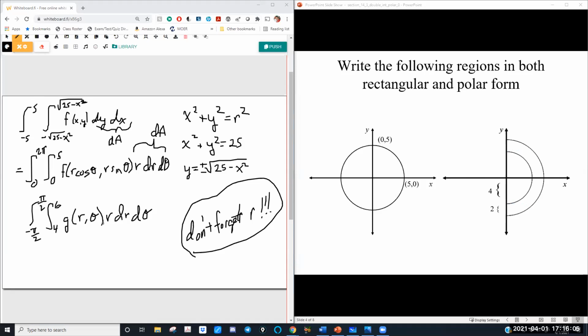Questions so far? Like I said, that's just a little motivation. We're going to do another example here in a second. We'll do one of the ones from the worksheet.